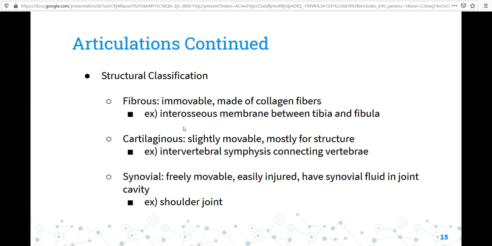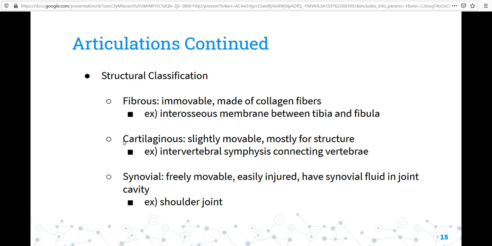And I don't think that we had a picture of this, the interosseous membrane between the tibia and the fibula, in the inferior limb slide of our appendicular skeleton explanation, but the tibia and fibula are actually joined by this fibrous joint, and that's called the interosseous membrane.